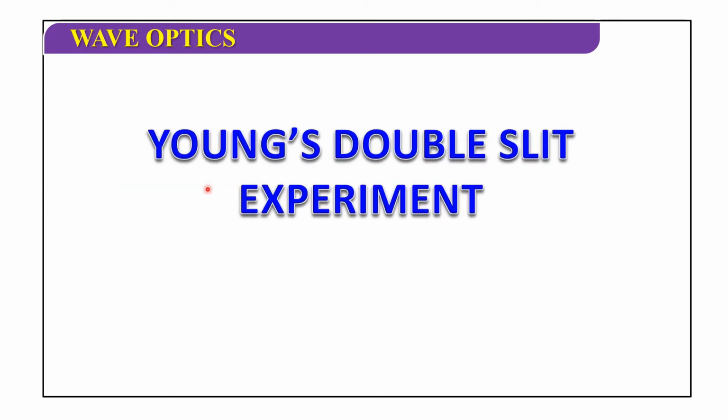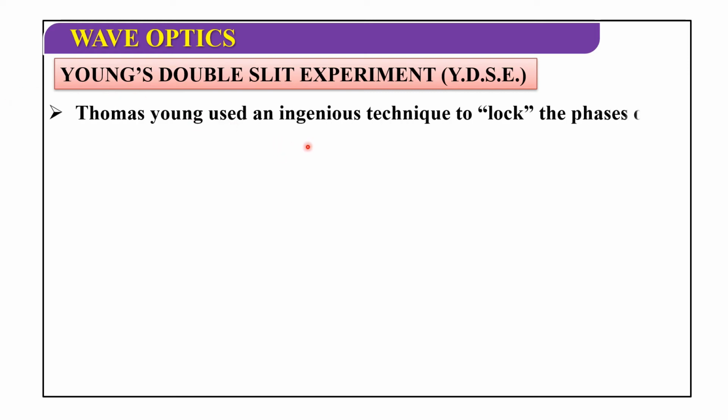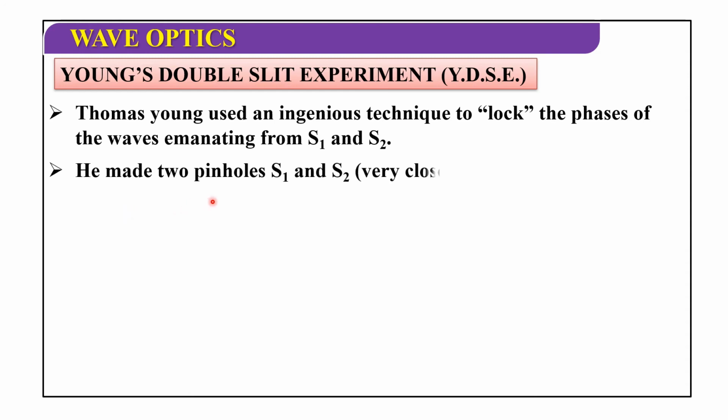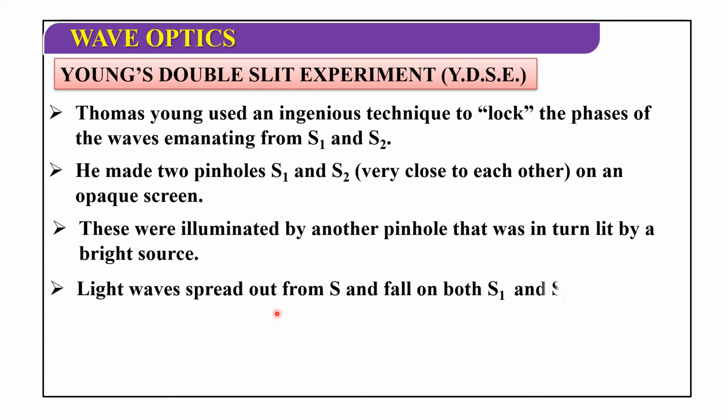Next, now we'll discuss Young's double slit experiment. Thomas Young used an ingenious technique to lock the phases of the waves emanating from S1 and S2. He made two pinholes S1 and S2 very close to each other on an opaque screen. These were illuminated by another pinhole that was in turn lit by a bright source. Light waves spread out from S and fall on both S1 and S2.